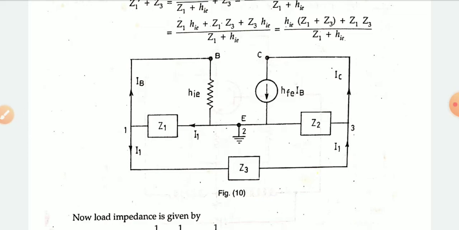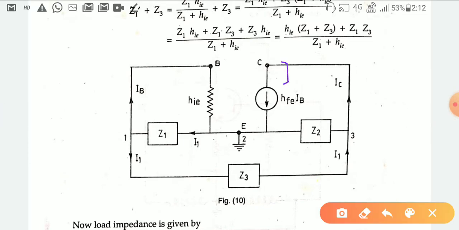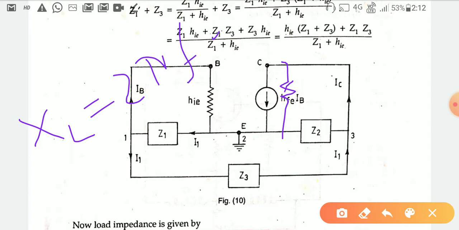And RFC is connected in this position. That one is also omitted here. Why? Because for the AC signal condition, we know that XL is equal to 2 pi FL. So if F is a high value, that time the XL value will be high, so it will work just like an open circuit.